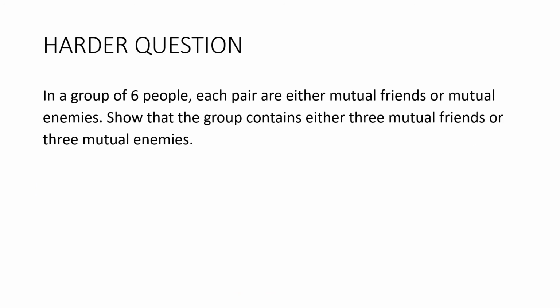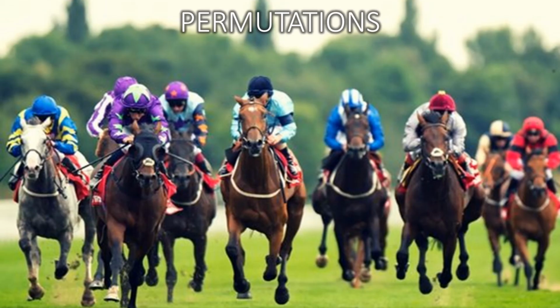All right, I'm going to finish off with a harder question, but I'm not going to tell you the answer until the next lesson. In a group of 6 people, each pair are either mutual friends or mutual enemies. Show that the group contains either 3 mutual friends or 3 mutual enemies. Good luck. And our next lesson is on permutations.